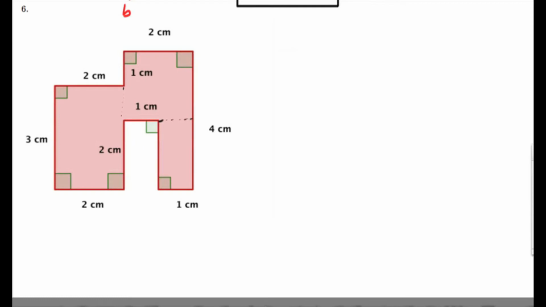Or I could see that there's a big rectangle here, and I can subtract the areas that are being cut out. So why don't we do that one instead. So let's back up here. Let's take this as a whole rectangle. So my area is going to be the large rectangle subtracting the cutaway pieces.